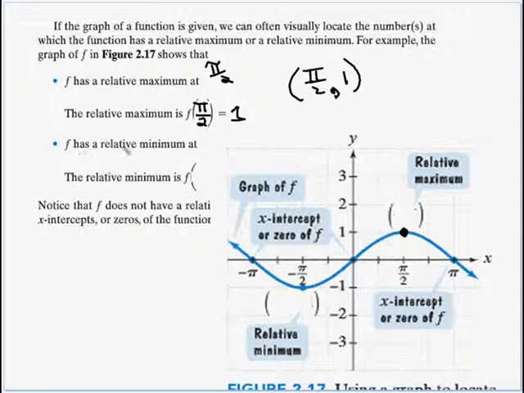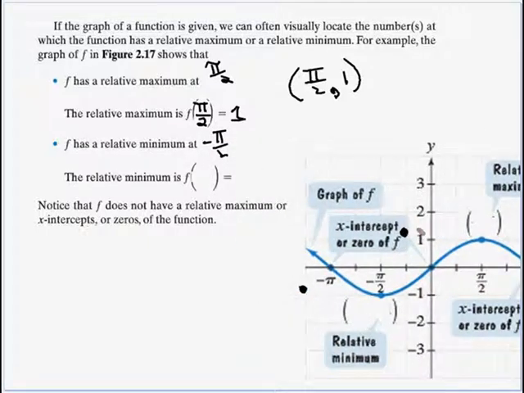Down here it says f has a relative min at, and I look at the graph, and here's the bottom of a valley, and right above it is negative pi over 2. So that's the domain value that made that happen. Let me move this over a little bit. So the relative min is f of negative pi over 2 equals negative 1, because down at the bottom of this valley, that is our height on the y-axis, negative 1. So that would also again be the point negative pi over 2, comma negative 1. So mins and maxes are just peaks and valleys.